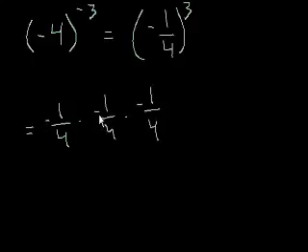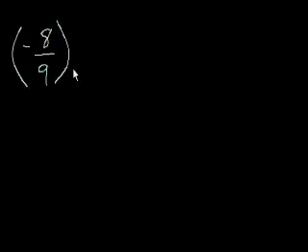The negative times a negative is a positive, but then we're multiplying that times another negative, so we get a negative. 1 times 1 times 1 is 1. 4 times 4 is 16, times 4 is 64. So it equals negative 1/64. Let's do another problem. Let me think of a good number. 8 over 9. Let's make it negative. Negative 8 over 9 to the negative second power.